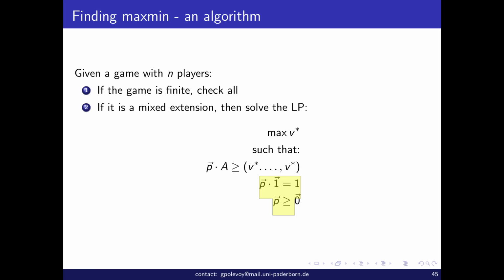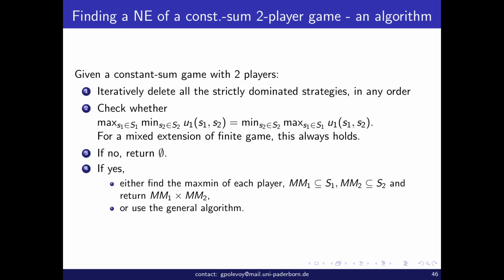The other algorithm we are going to show now is finding a Nash equilibrium of a constant sum 2-player game. Of course, you can always use the general algorithm, but here we can use something else too. So given a constant sum game with 2 players, we iteratively delete all the strictly dominated elements. As in any game, we can just delete them without changing the set of Nash equilibria. Then check whether the max-min of U1 is equal to the min-max.